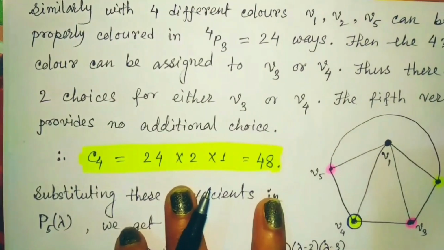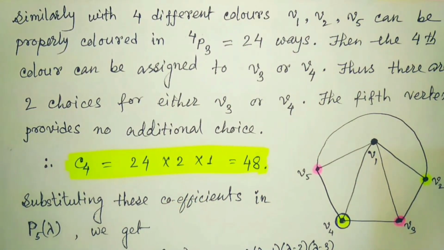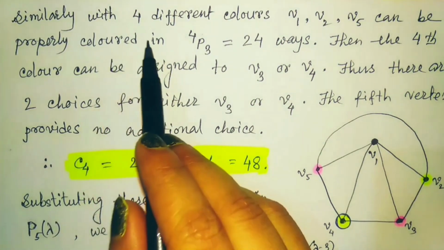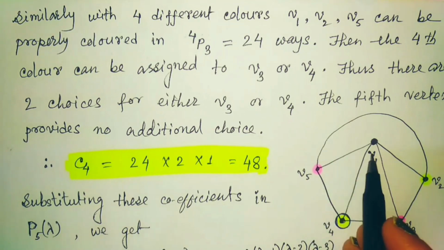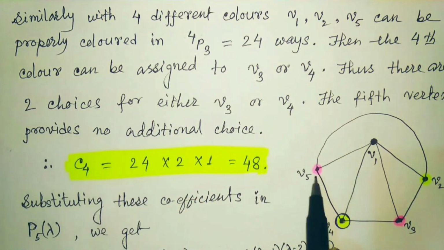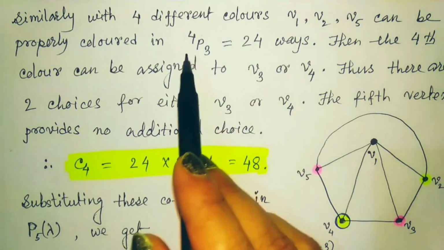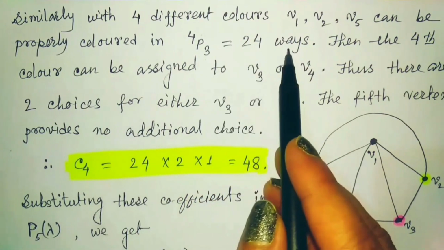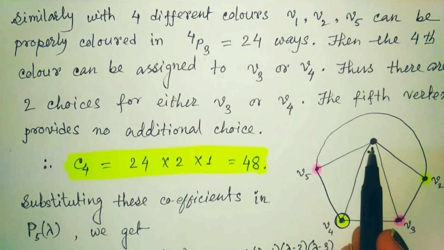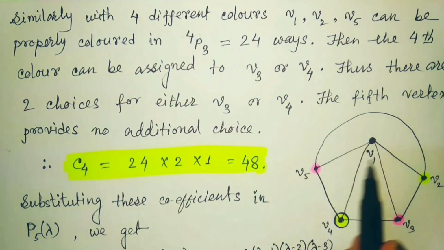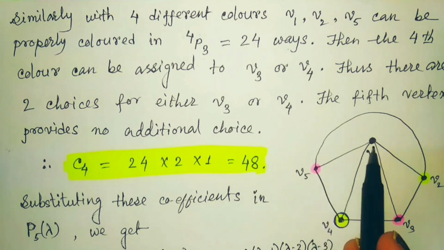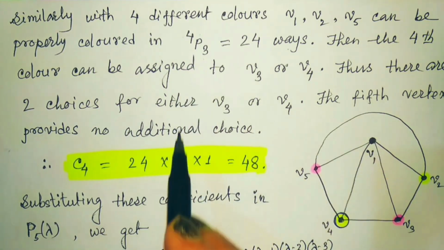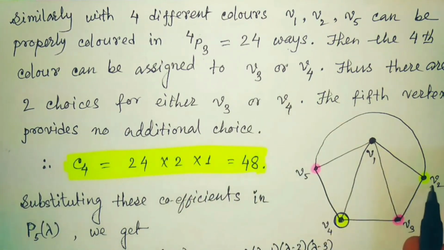So now similarly with 4 different colors. That means if we have only 3 colors, then using these 3 colors we can color it in 6 different ways. If 4 different colors are considered for coloring this graph, then what happens? The first vertex V1 can be taken any of 4 colors. The next vertex can be taken any of the remaining 3 colors. So 4P3, that is 24 different ways, are there to color the vertices V1, V2, V5 having 3 different colors when a total of 4 colors are provided. Out of 4, if we choose any 3, how many different arrangements are possible? It is 4P3.